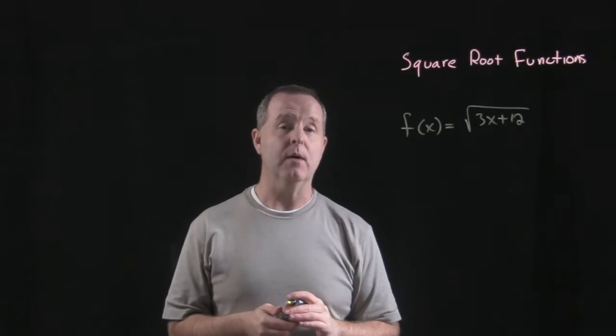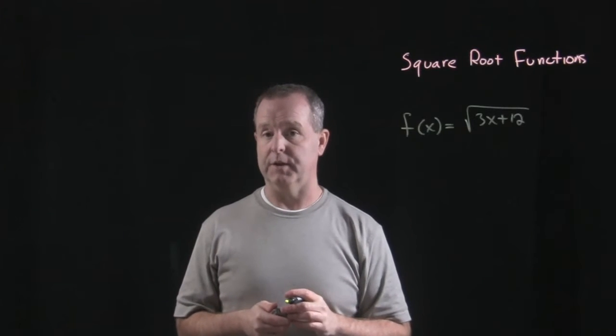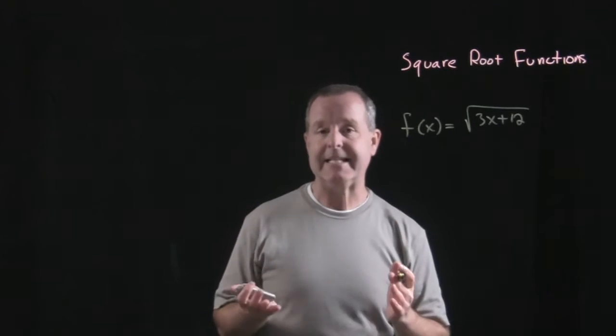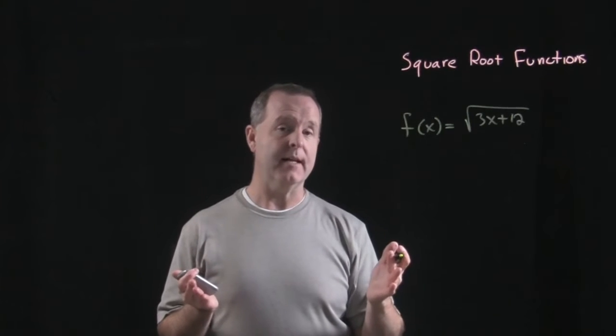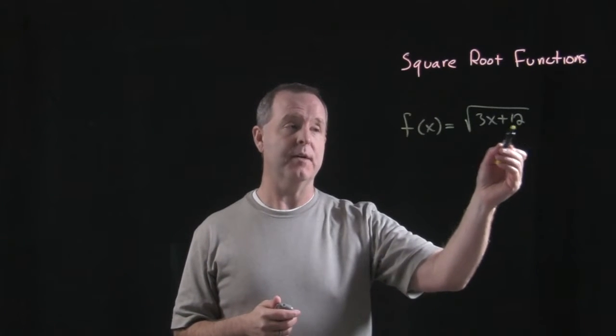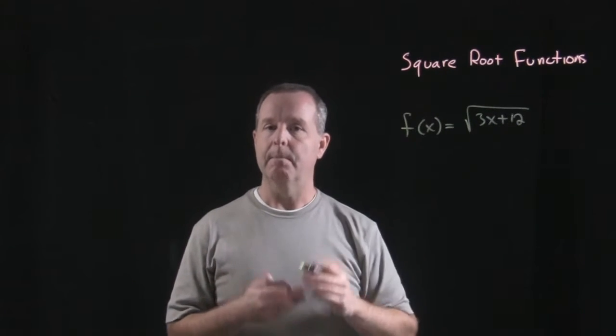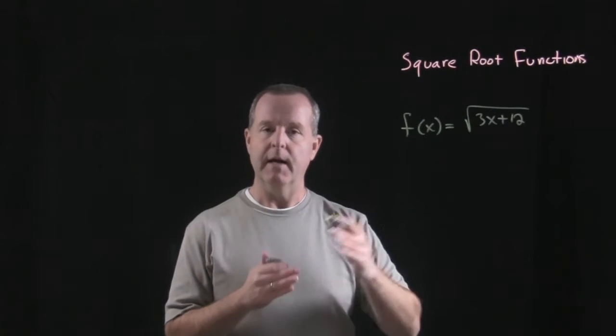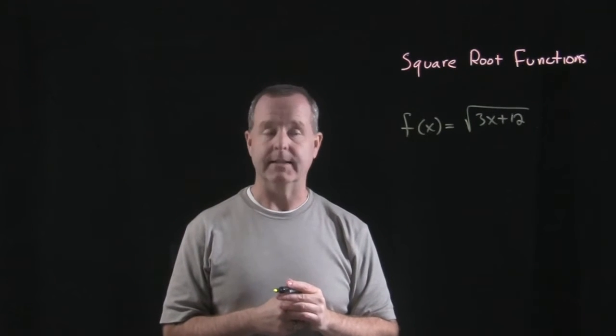We also want to be aware of the domain of this function. Where does this function exist? To understand that again, we must remember that the value underneath the radical, the radicand, must be 0 or positive, and that will determine where our domain is.